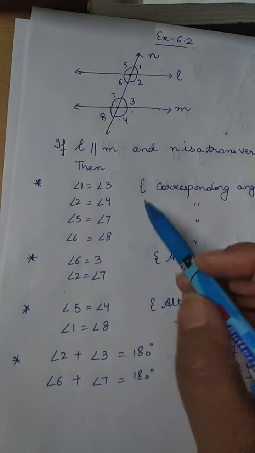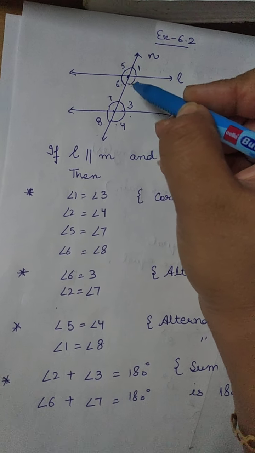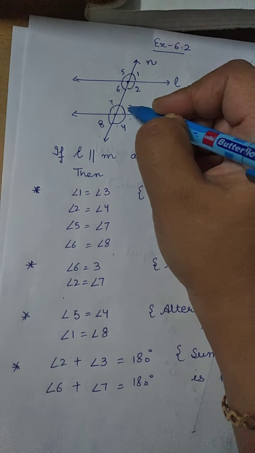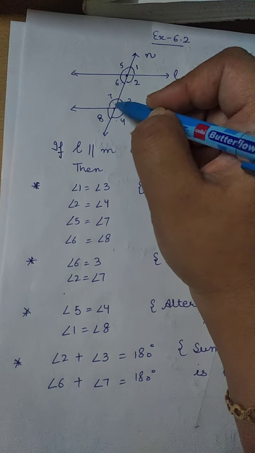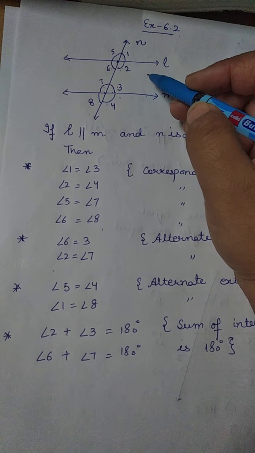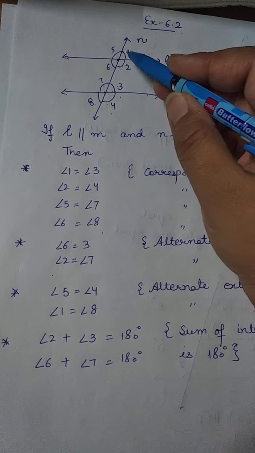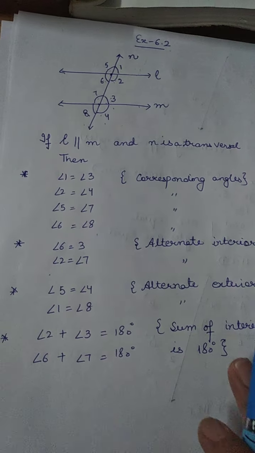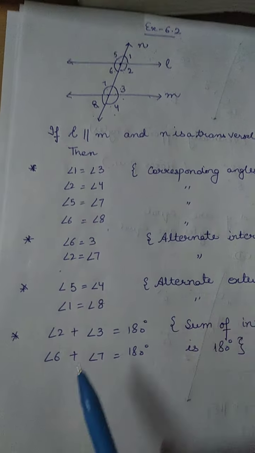Now there are alternate angles as well. What are alternate angles? 2 is equal to 7, 6 is equal to 3, right? They are known as alternate interior angles. What are alternate exterior angles? 5 is equal to 4, 1 is equal to 8. If the lines are parallel, only then they are equal.